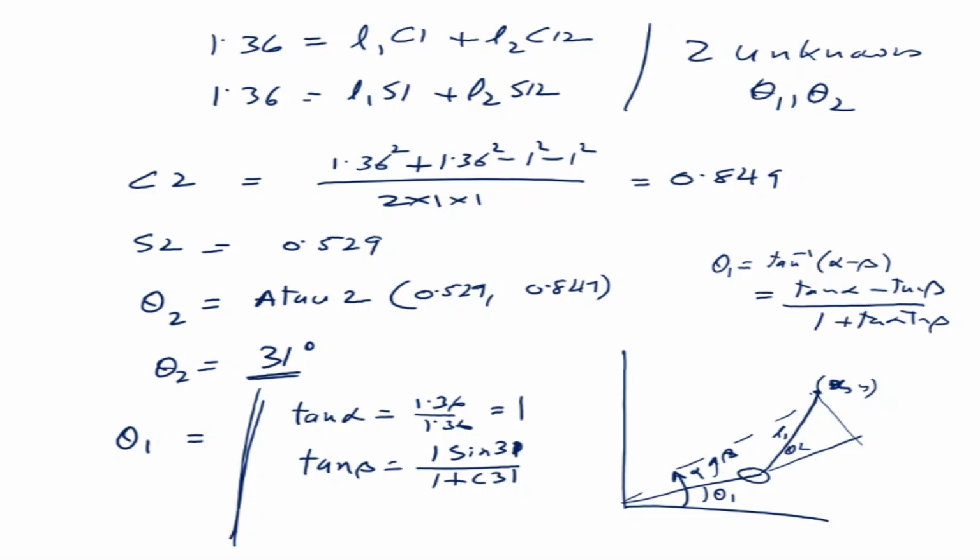So how much is this equal to? This is equal to sine 31. Sine of 31 is equal to 0.51. And how much is 1 plus cos 31? 1 plus cos 31 is equal to 1.857, so tan beta is equal to 0.274. Okay, so I find what is tan alpha, what is tan beta, and then we do alpha minus beta.